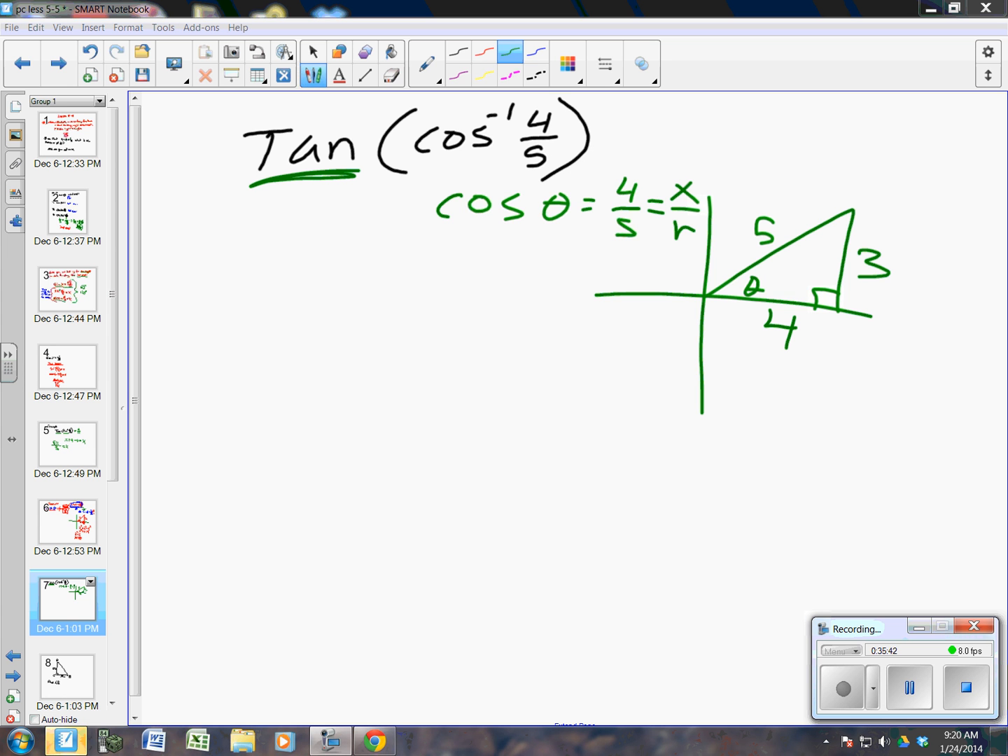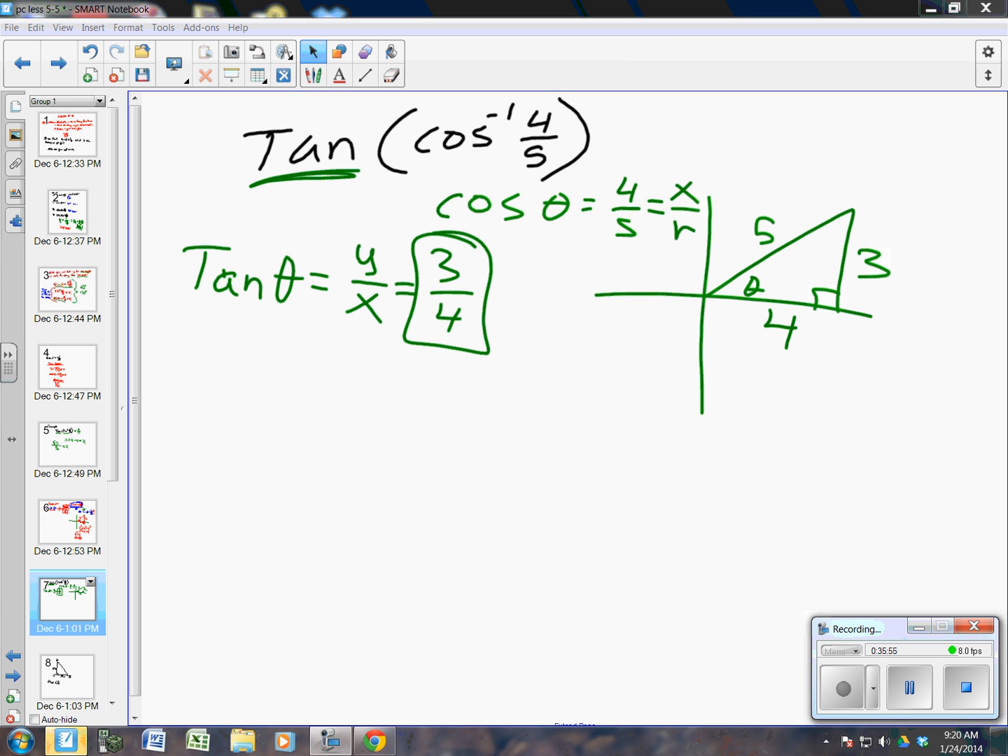And really what I'm looking for is a tangent. The tangent of theta. And I know that tangent's defined to be y over x. I now have y is 3, x is 4. So my answer is 3/4. Okay, good job.